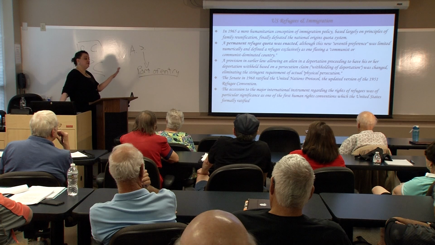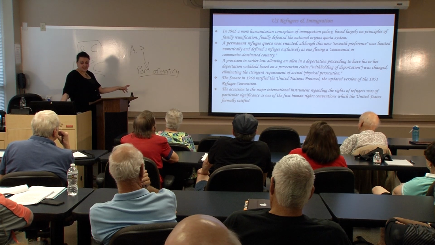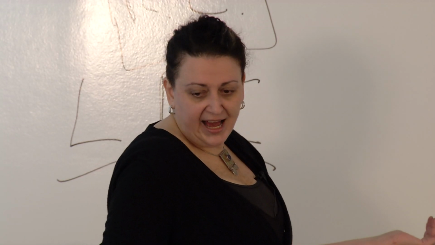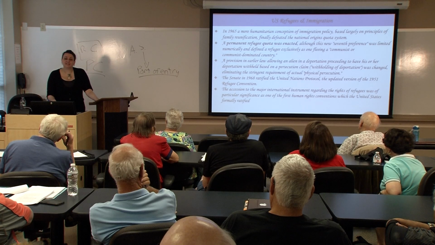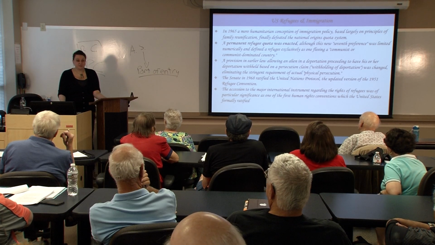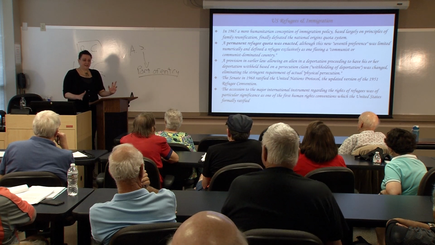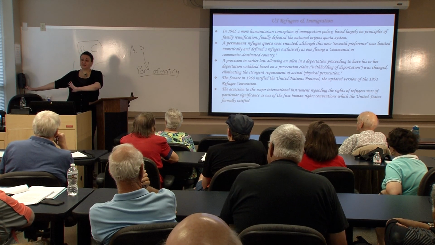A permanent refugee quota was actually enacted after 1965, although this new seventh preference was limited numerically and defined refugee exclusively as somebody who was running away from a communist country. Again, if you were in a country where there was a war but there wasn't a communist, you weren't a refugee, according to this, right?